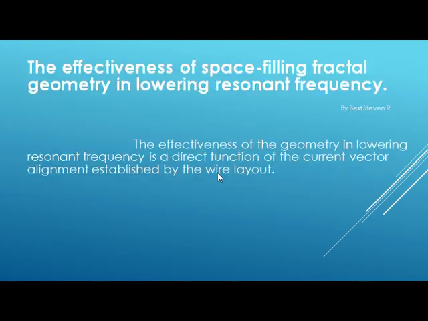The next paper is effectiveness of space filling fractal geometry in lowering resonant frequency. So if we use the fractal antenna, all of us will be expecting some effectiveness. This paper cites that the effectiveness of the geometry in lowering resonant frequencies is more like a direct function of the current vector alignment, which is similar to the wire layout. So that might be a big reason that we can use it with the vitricity.